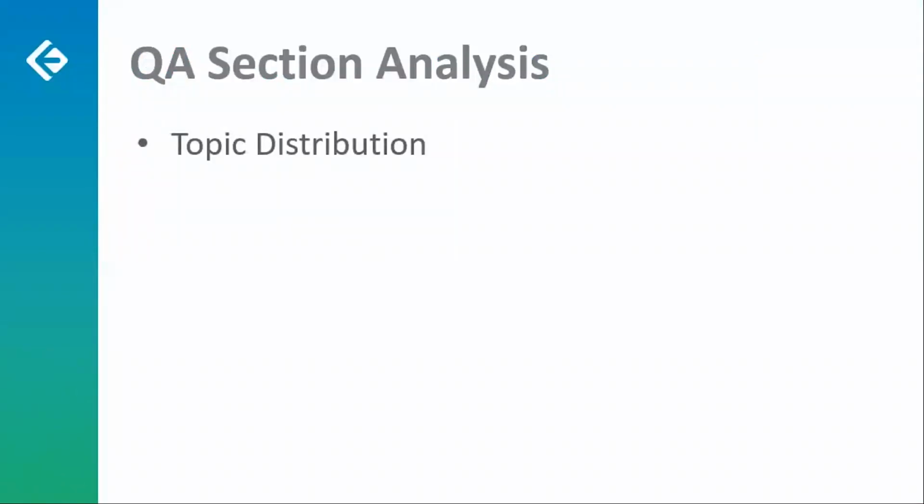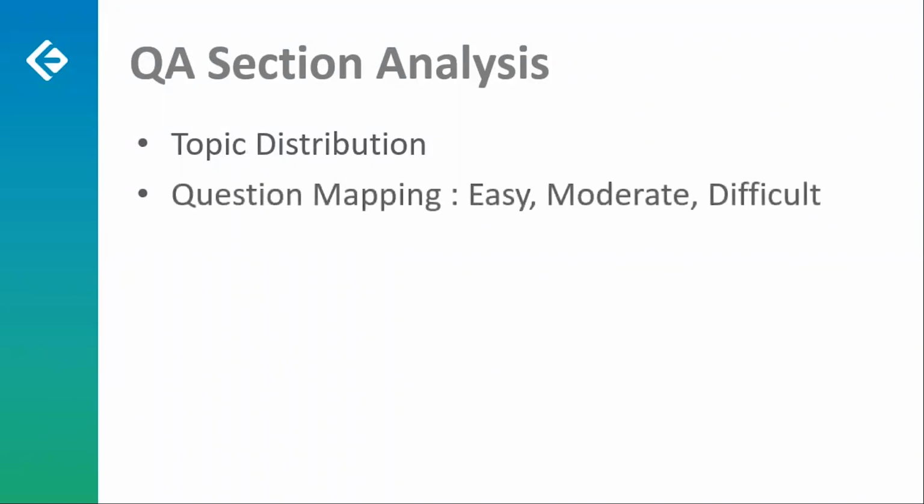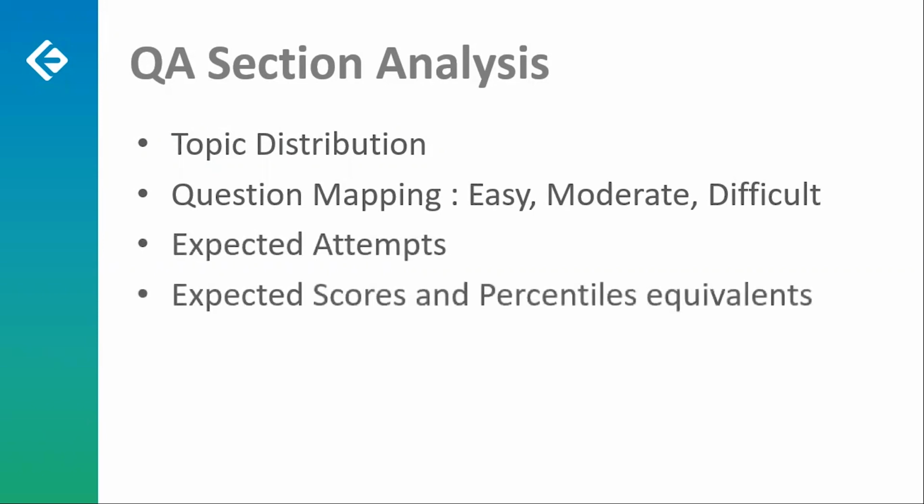We start with topic distribution, followed by question mapping, where we try to classify every question into one of the three difficulty levels, that is easy, moderate or difficult. Based on the difficulty analysis, we try to reach expected attempts, and finally we will map key percentiles against the scores.